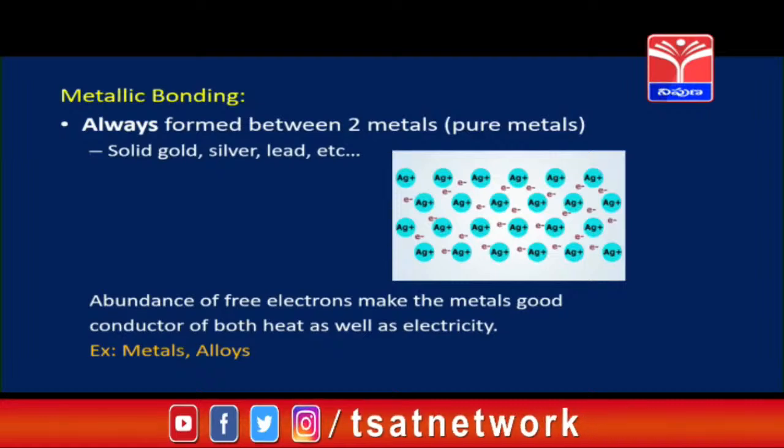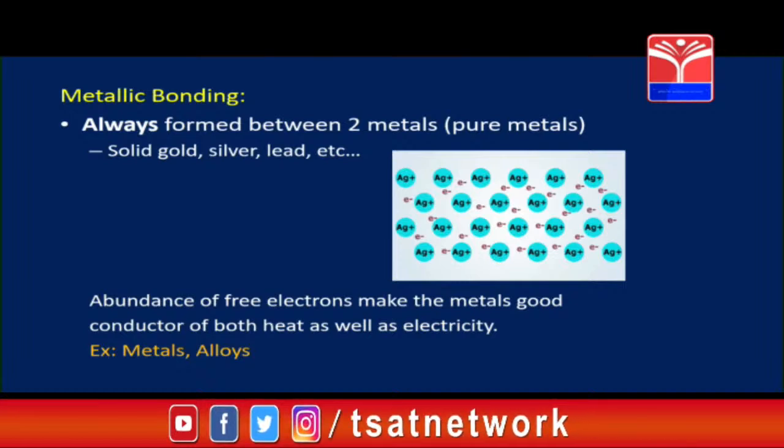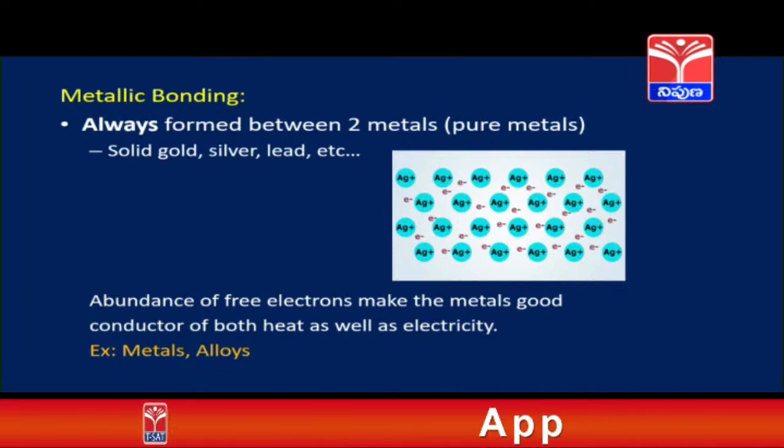The next type of primary interaction is metallic bonding. It is formed between metals, atoms of the same metal or two metals. Examples are solid gold, silver, lead, copper, chromium; all the metals involve metallic bonding. Here the mechanism is completely different from ionic bonding.